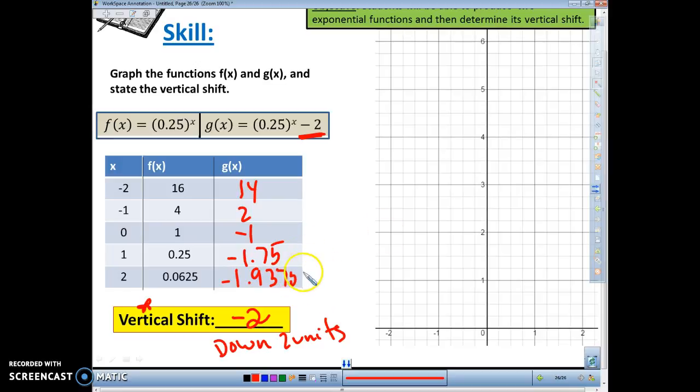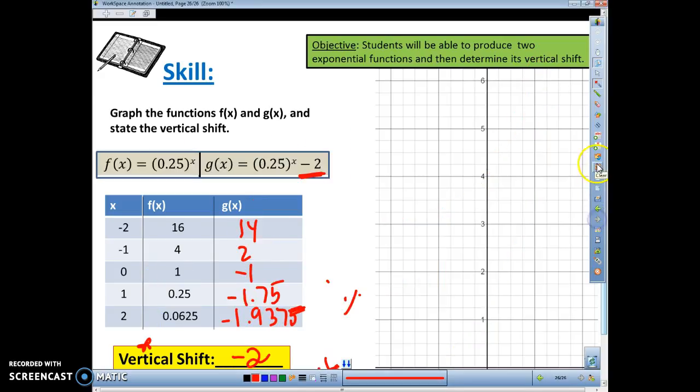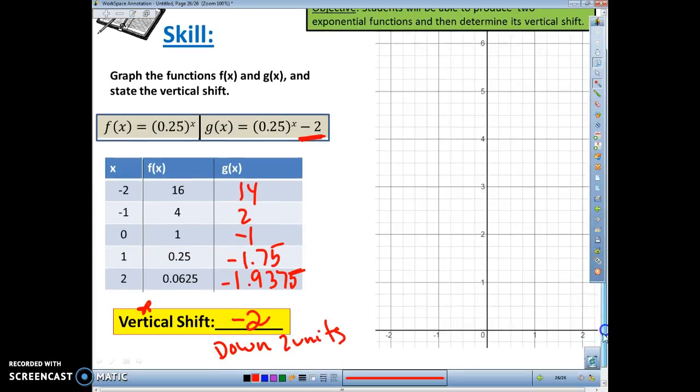Okay, last but not least, you just need to go ahead and graph these. So negative 2, 16 is way up there. Negative 1, 4 is here. 0, 1 is right here. 1, 0.25 and 2, 0.0625 is there.